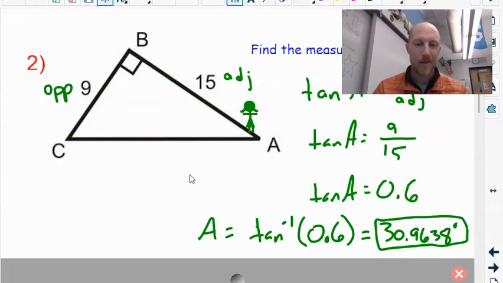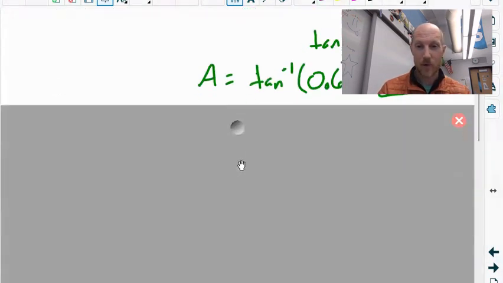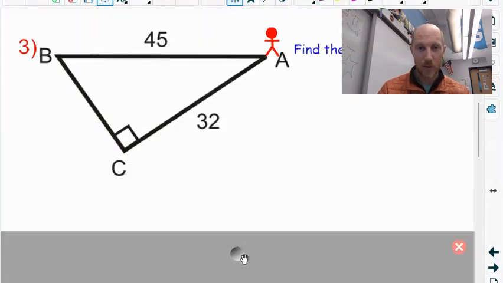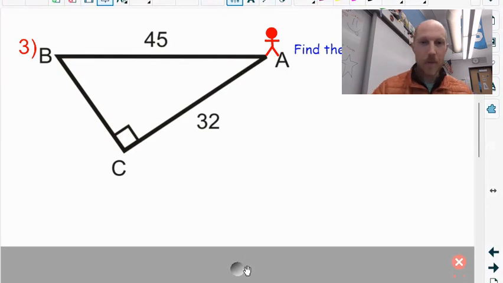All right. That is pretty much the process. I'll do one more just for good measure, so you've got a chance to see this happen one more time. So again, same directions, find the measure of angle A. And I'm given some side lengths. So based on the relative location of angle A, the 32 side, that's the adjacent, and the 45, that is the hypotenuse.